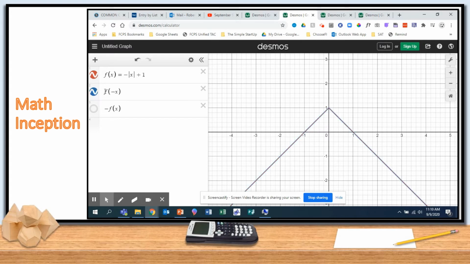Let's turn that one on. It does. So this is an even function. If I turn on the reflection over the x-axis, it does not match up with the reflection over the y-axis. So this is not an odd function. So this one is just even.